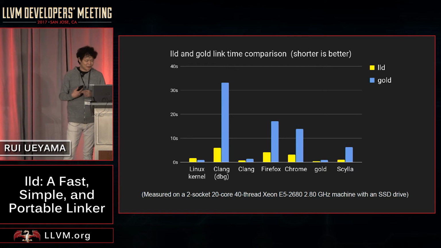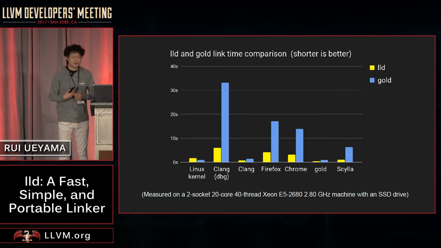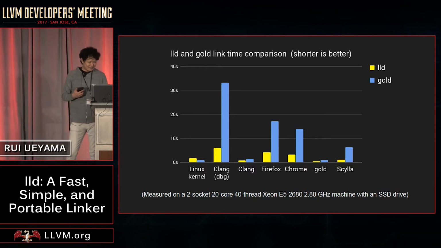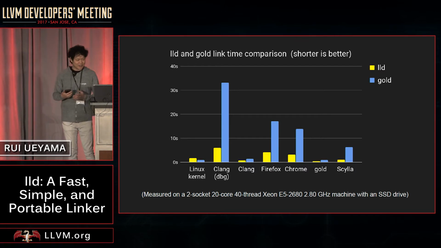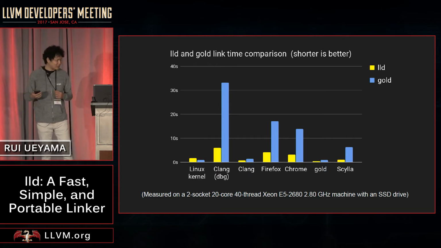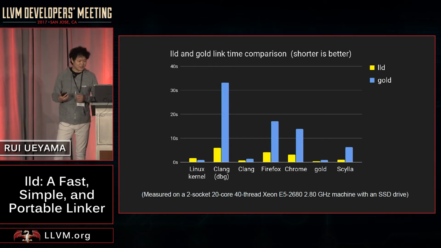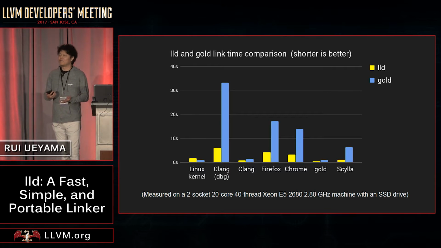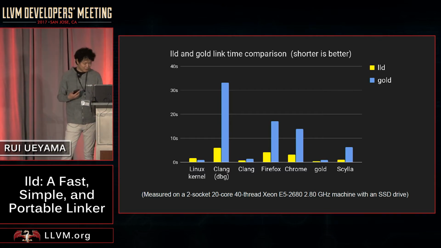So this is the time to link programs. So shorter is better. And it seems too good to be true, but it is actually true. Except for the Linux kernel, LLD is 2 to actually 5 times faster than gold in these test cases. So for example, Clang with debug info takes 33 seconds to link with gold, but LLD can do that in only 5 point some seconds, which is not 4 but 5 times faster.